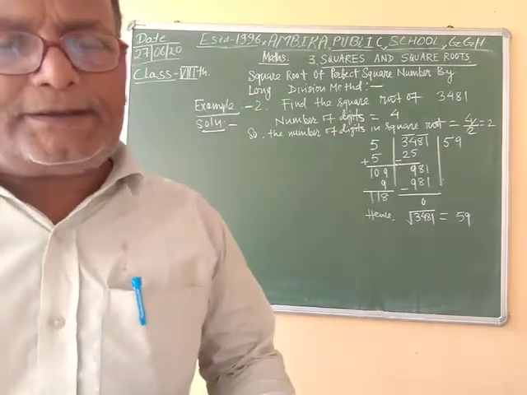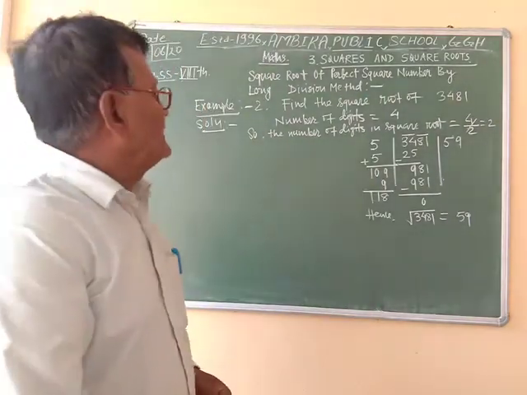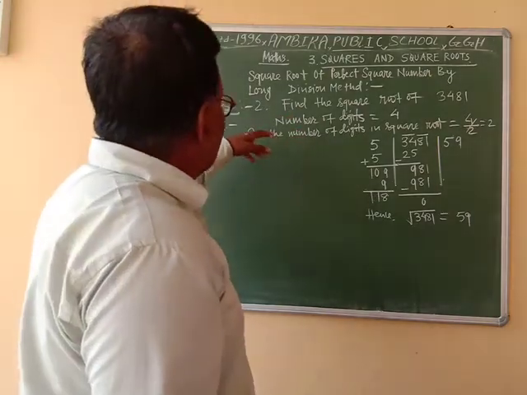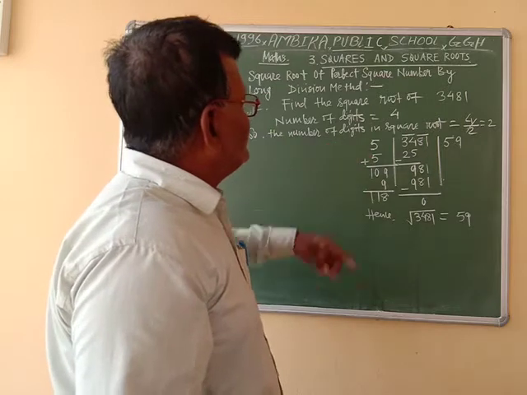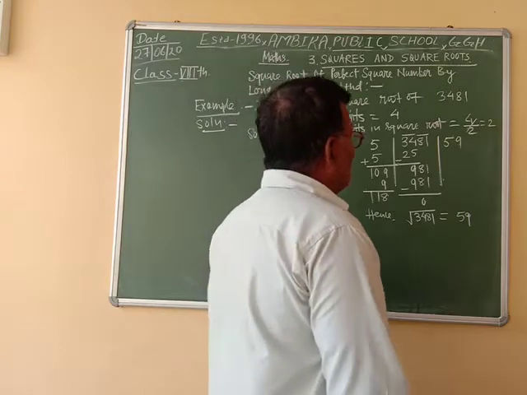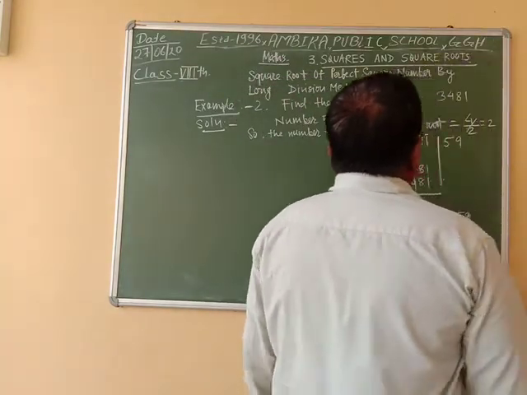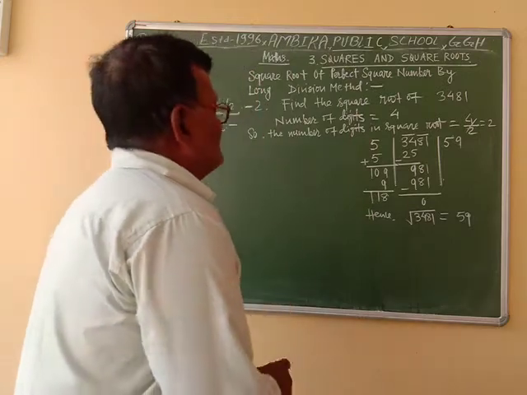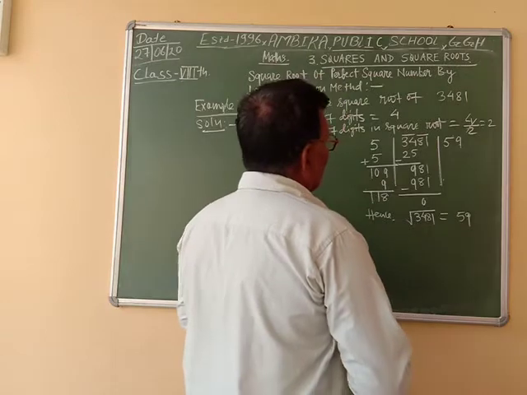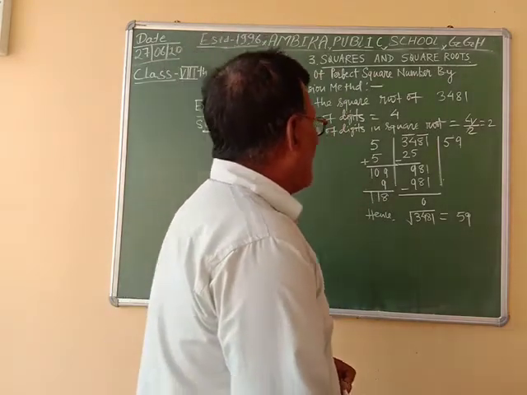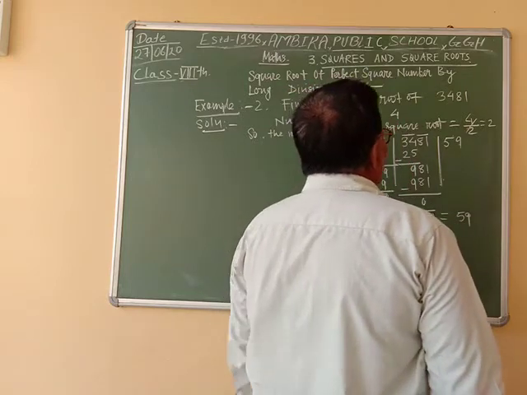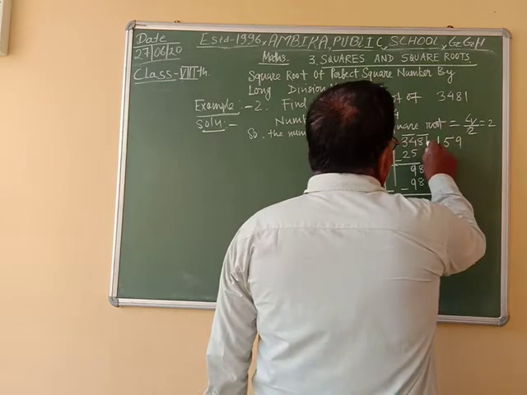Again, try to understand. Make pairs of digits in the given number. Here in this problem, number of digits is equal to 4. So the number of digits in a square root will be 4 by 2 is equal to 2. Now we proceed. 3481. Put a bar over the pair of the given number, starting with ones digit.